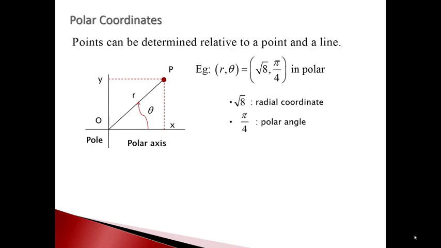We then associate with each point P in the plane an ordered pair of numbers (r, theta), where r is the distance from O to P and theta is the angle measured from the polar axis to the ray OP. The number r is called the radial coordinate of P, and theta is the polar angle.